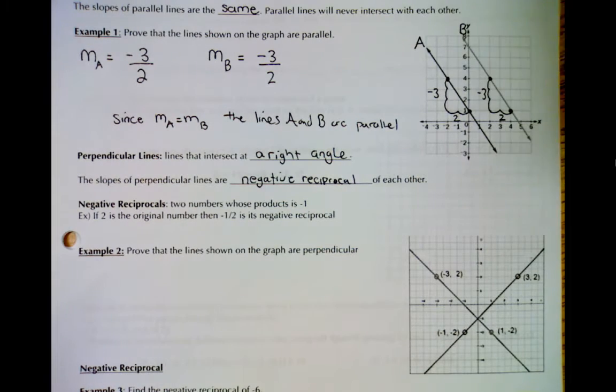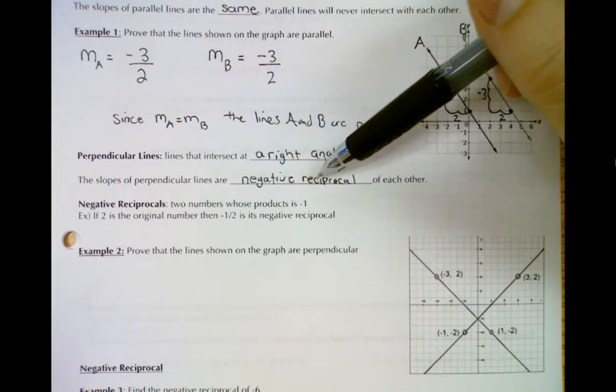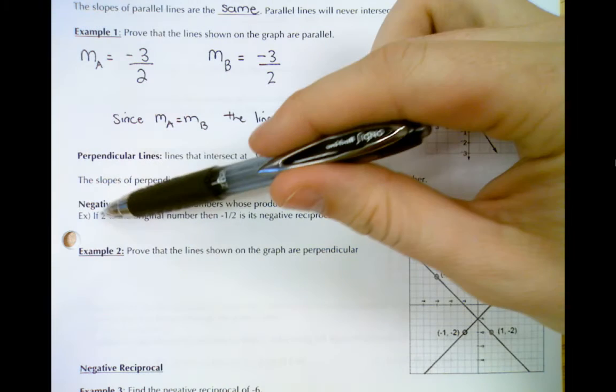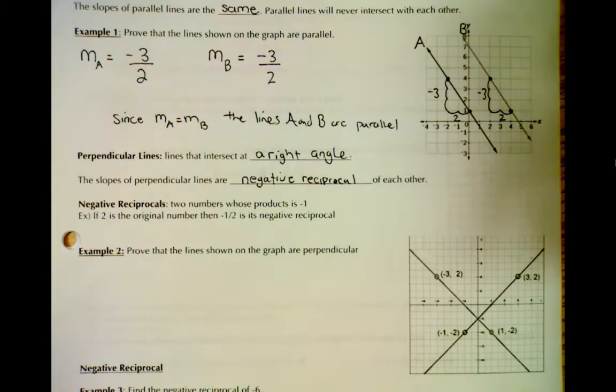A negative reciprocal just means that the two numbers, if you multiply them together, give you -1. So for example, the number 2 and -1/2. If you multiply those two numbers together, you get -1. So I'm going to show you the slopes of two lines, and we're going to decide whether or not they're perpendicular. Or we're going to show that they are perpendicular by showing that they're negative reciprocals.